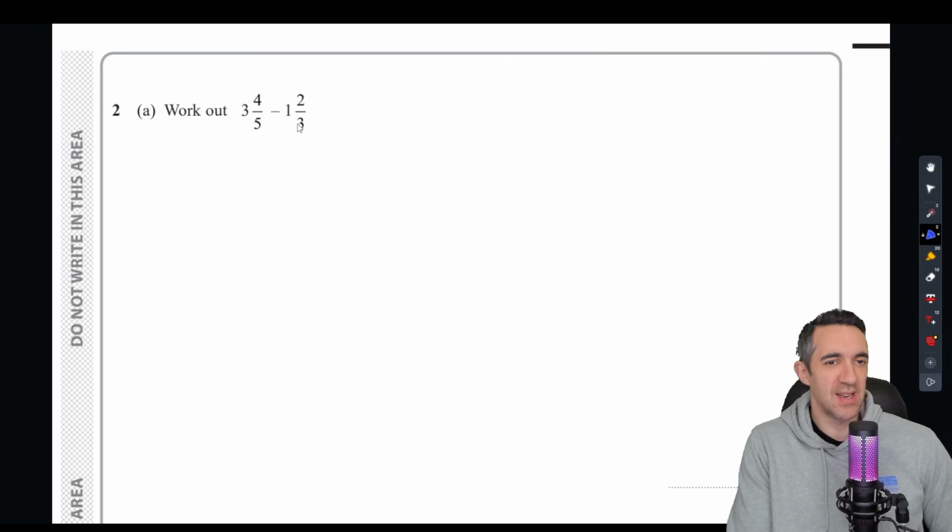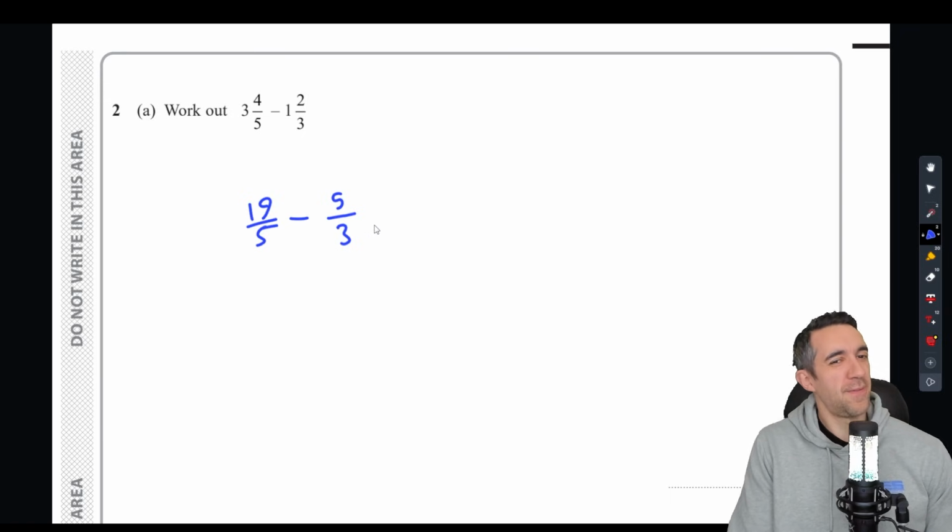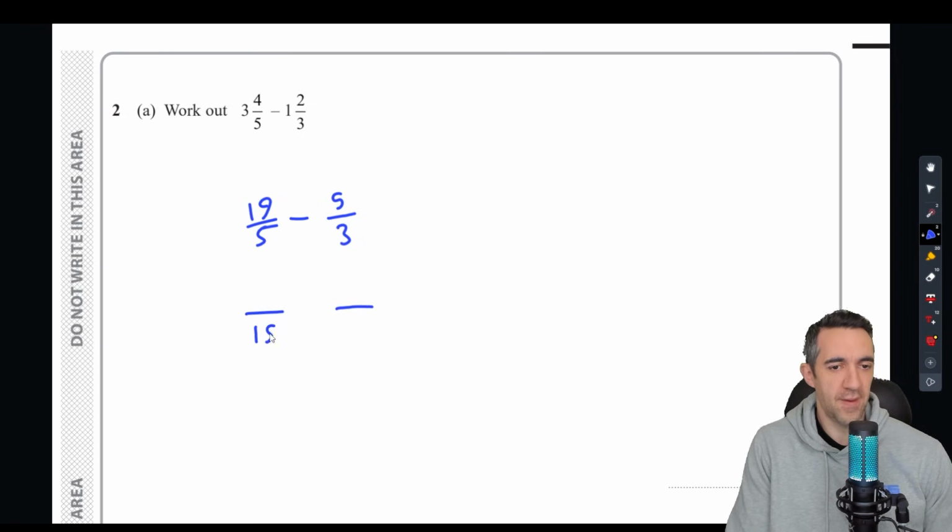So if we think, what would I need to do? I would convert it into improper fractions. So I'm going to do 3 times 5 gets me 15. Add on the 4 gets me 19 over 5. So that's my first fraction. And then 1 times 3 add 2 gets me 5 over 3. I'm not convinced that would be enough for the 1 mark yet, so I think I'll probably need to go a bit further. I think they'd want to see a common denominator. So common denominator for this one would be 15. Right, you guys know that.